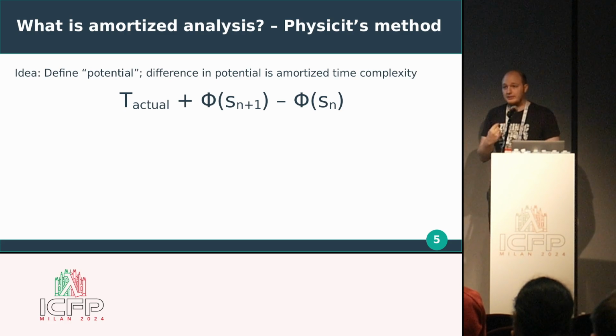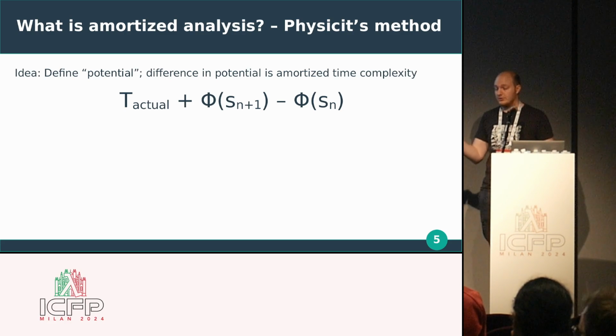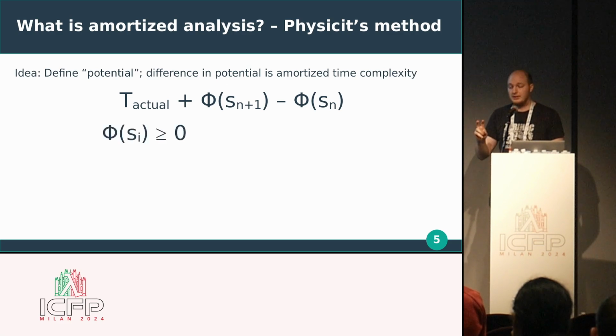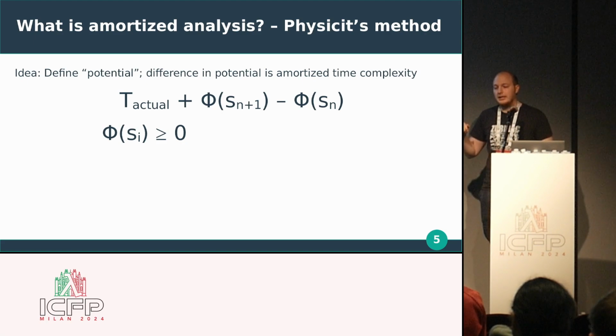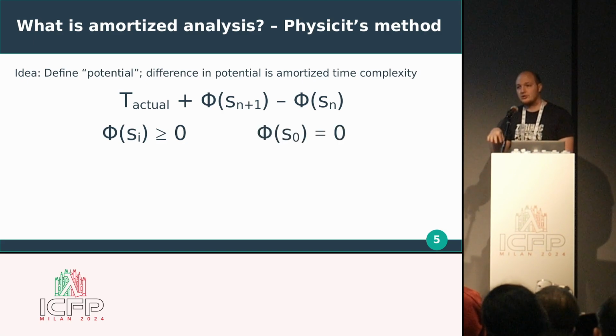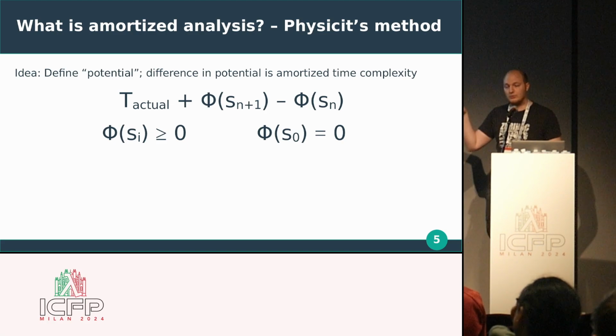So we define this potential function ourselves when we do the proof. There's two conditions on that. For any state of the data structure, we are not allowed to have a negative potential. Like the potential is always positive or zero. The other thing is an empty data structure should have a zero potential.